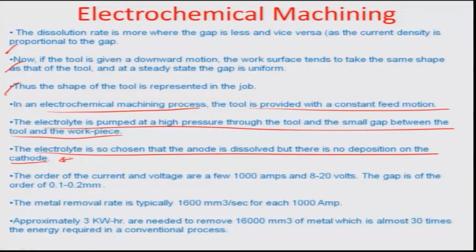The order of the current and voltage in this particular case is about 1000 amperes, about a kiloamp current, and 8 to 20 volts. And the gap is of the order of about 100 to 200 microns. The metal removal typically is about 1600 cubic millimeters per second for each 1 kiloampere of current.